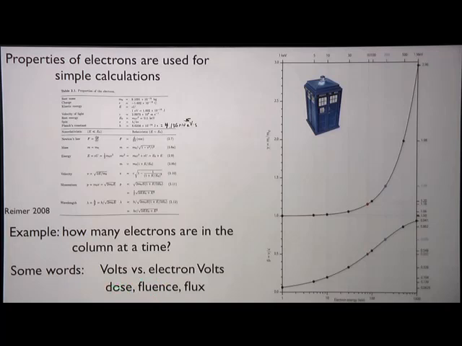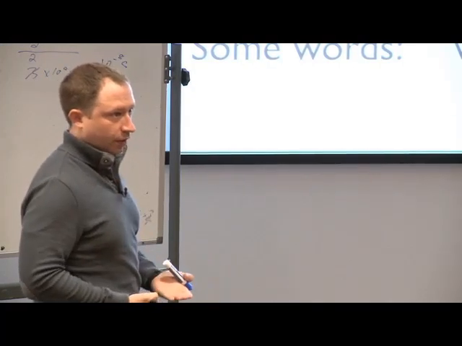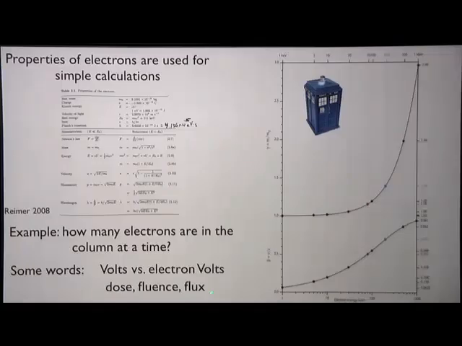Because when we say dose in an electron microscope, what we usually mean is fluence. And that's the number of particles that have transited through a unit area in a given time. And flux is the rate at which those particles go through, so that's how many are going through per second, and the total number that you put through a particular area is the fluence.